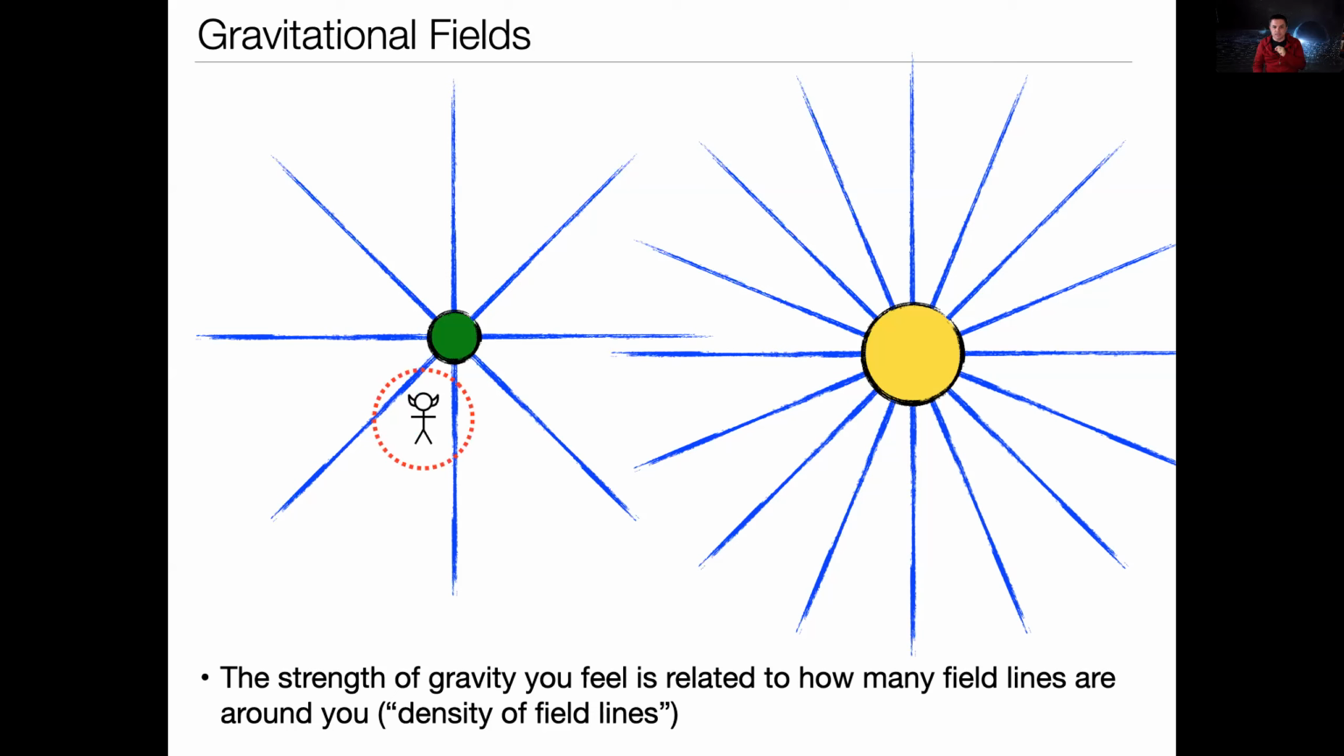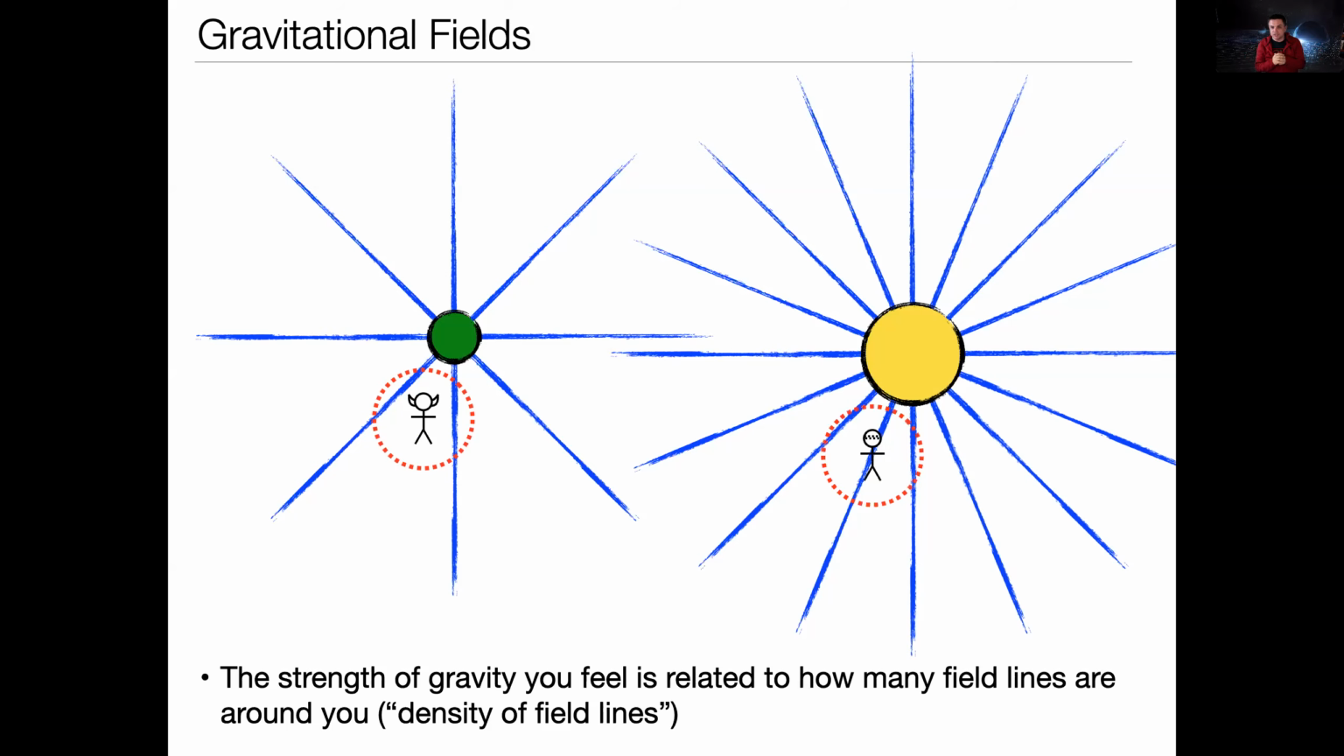Well, let's imagine someone. So here's Stick-Spock, okay? So Stick-Spock's in orbit around our original green planet. And if I draw a little circle around Stick-Spock, his spaceship basically, right? And I look at how many field lines are inside his circle, I get 2. Okay, so that's some measure of the strength of gravity.